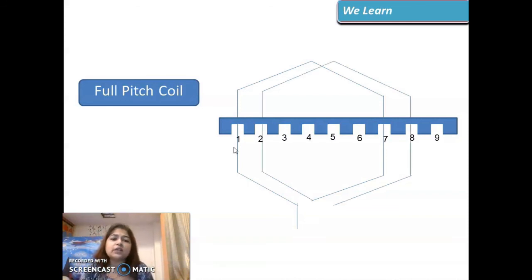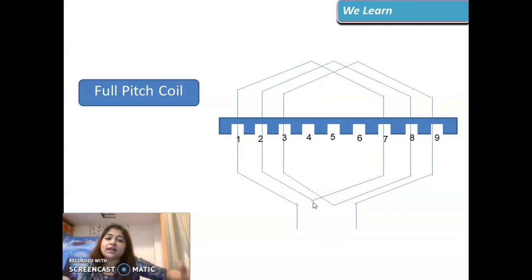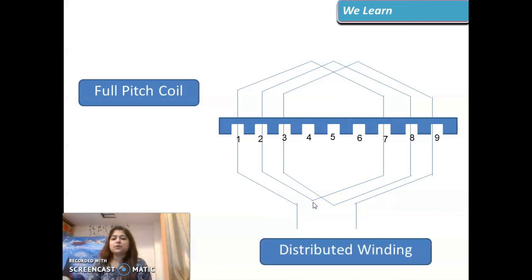If another coil is also placed such that these two are connected here, then another coil is placed. Now you can see the coils are placed so that they are distributed amongst the slots in front of the poles. They are not concentrated in the same slot, but distributed among the slots. Such a kind of winding is called distributed winding.